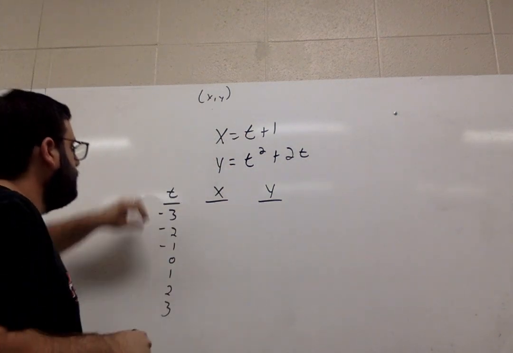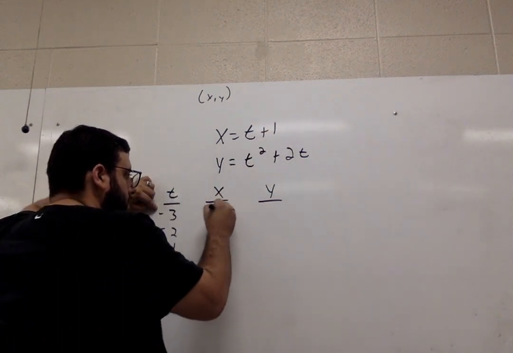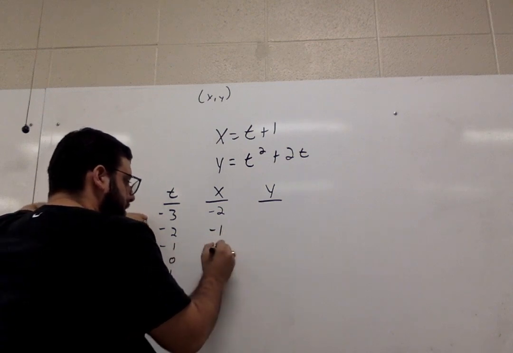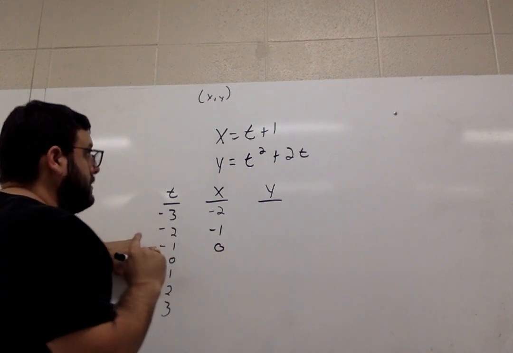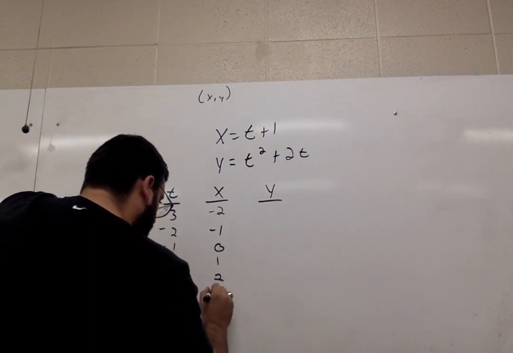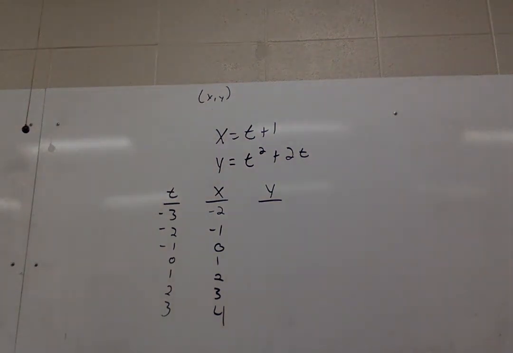Okay. So -3, put in here. -3 plus 1 is -2. -2 plus 1 is -1. This is 0, and so on and so forth. 0 plus 1 is 1. 1 plus 1 is 2. 2 plus 1 is 3. 3 plus 1 is 4. Okay, so those are my x values.